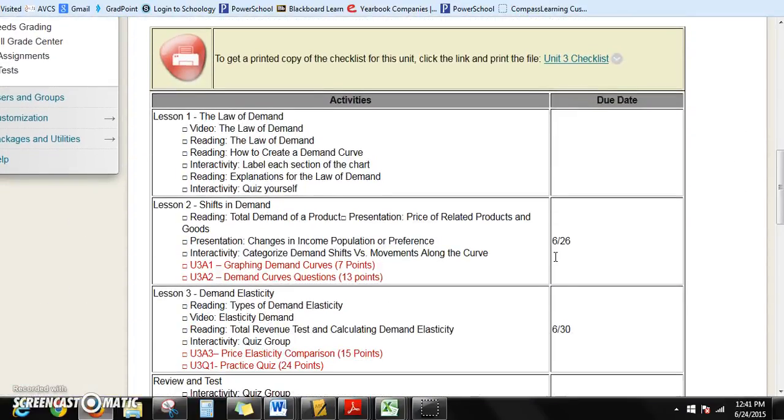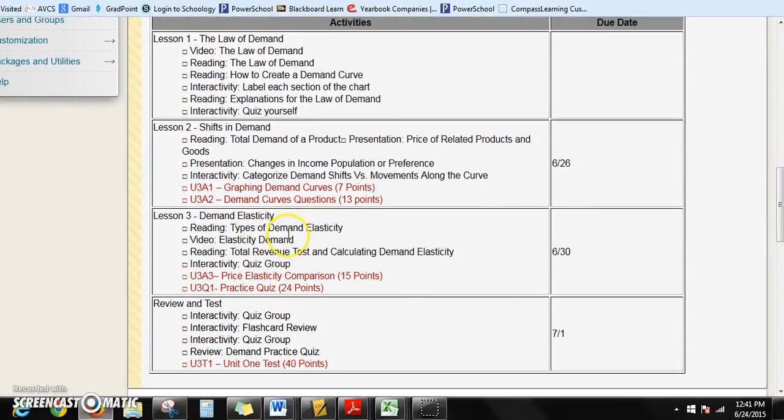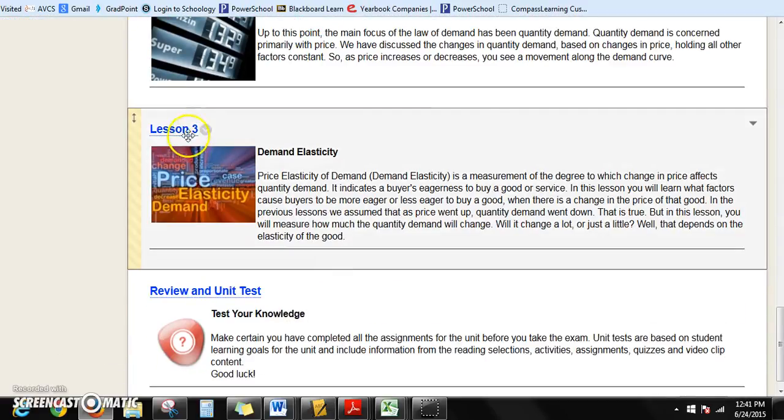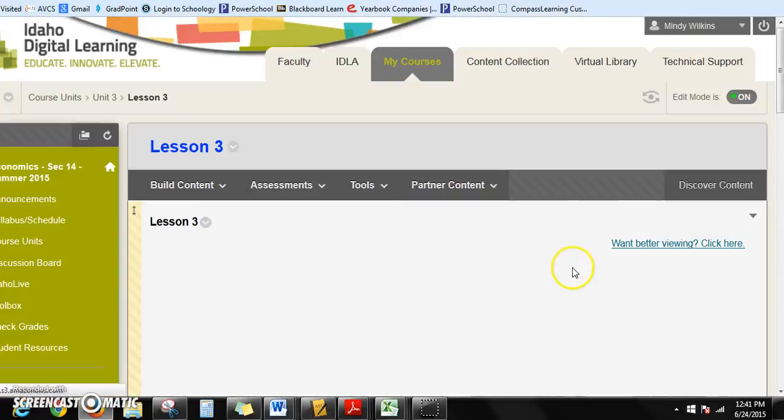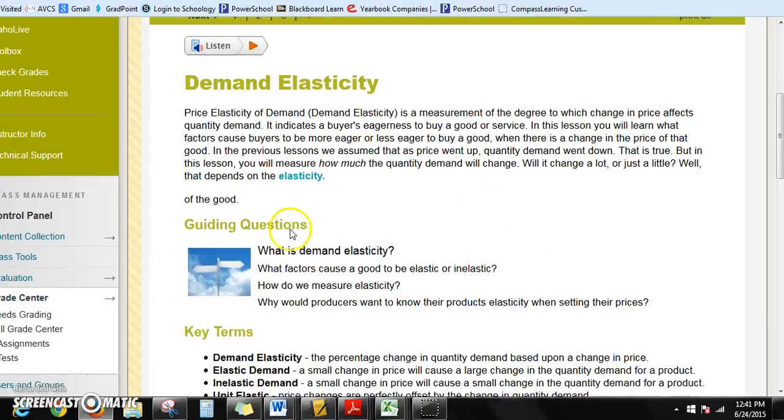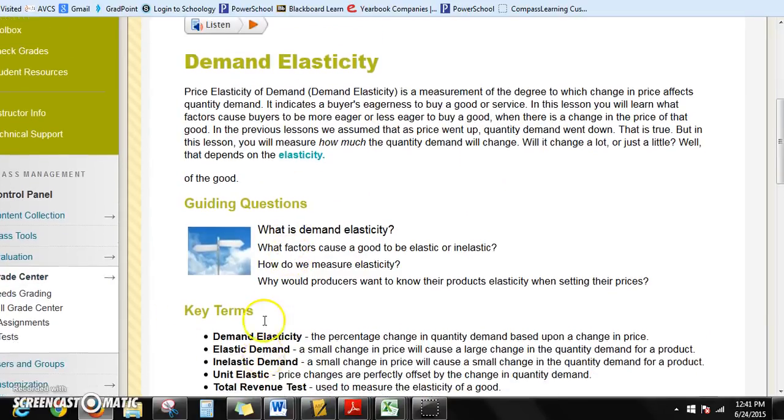In Unit 3, Lesson 3, you'll be going over demand elasticity. And I wanted to do a short video to try to take some of the fear away from this topic because it can be a little bit confusing. So when you're in Lesson 3, you'll want to make sure you're paying close attention to the key terms.